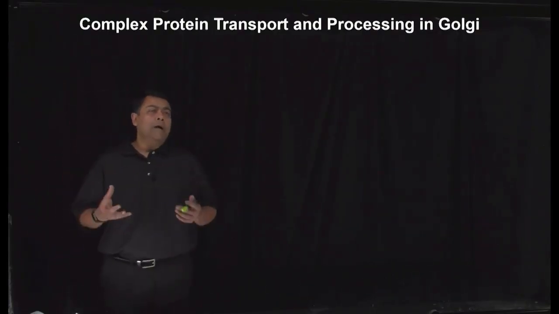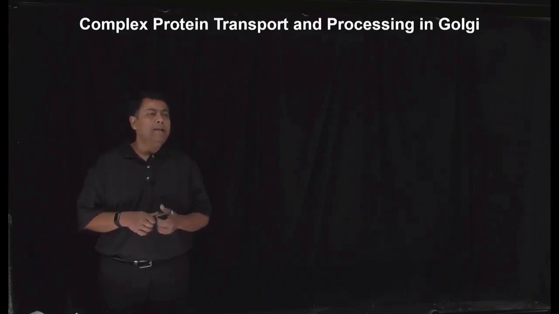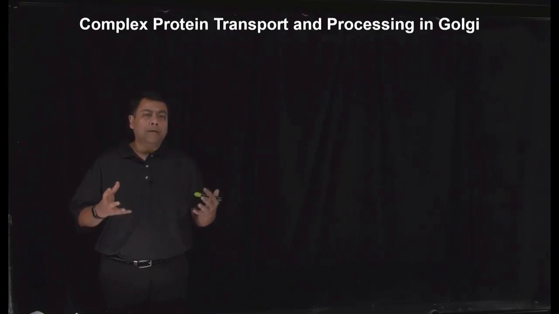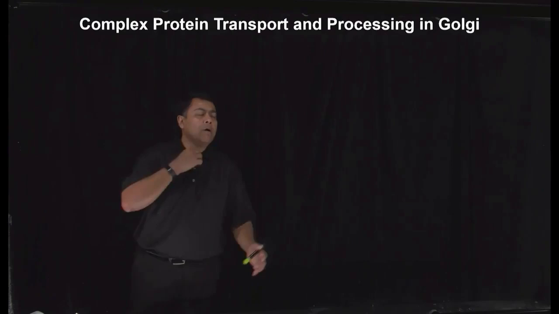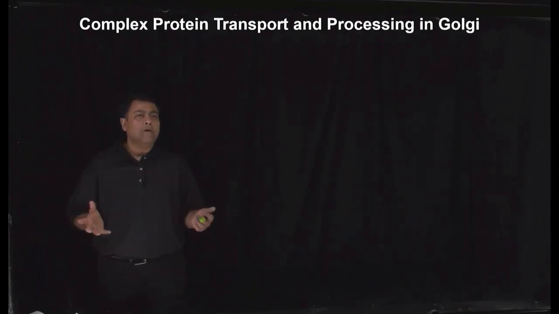So now we have already talked about the processing of the proteins in the ER. Now let's talk about how these proteins, which are already processed in the ER, are transported into the Golgi, and what are the different things that actually happen in the Golgi.